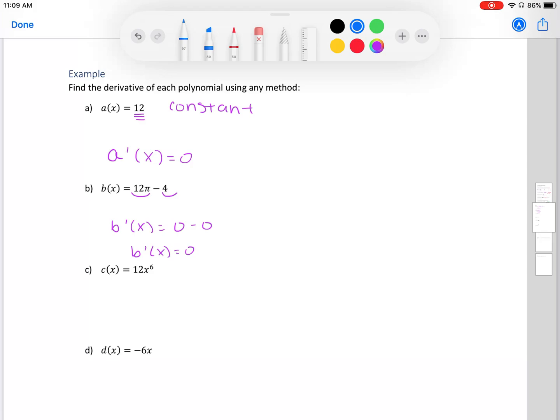For c, we can use the power rule. And that says that to find the derivative, I bring down my exponent so that I now have 12 times 6, and then subtract my exponent minus 1. All right, 12 times 6 is 72. Now we have x to the 5th power. So our derivative c prime of x is 72 x raised to the 5th power.